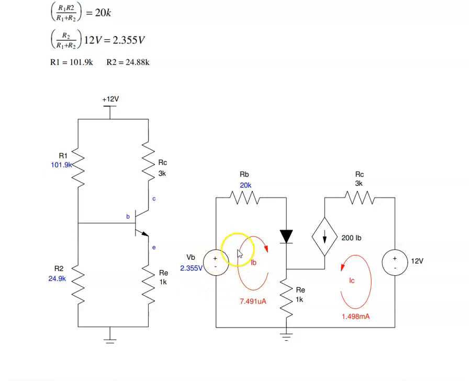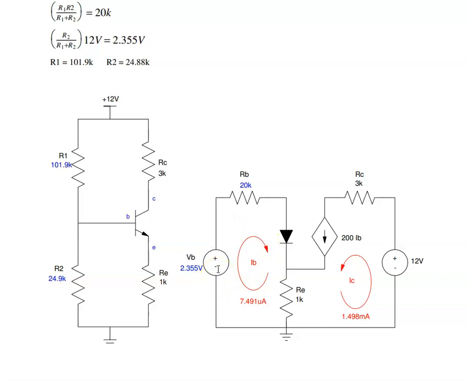I now have one equation, two unknowns. VB and RB set the current. To stabilize the Q point, I pick RB to be much, much smaller than (1 plus beta) RE. This is 201K, so pick RB to be much, much smaller than 201K. It just shows 20K, 10K, or 10 times smaller is the typical number. I now have one equation, one unknown. Pick VB to set the current, and that gives you VB is 2.35 volts.